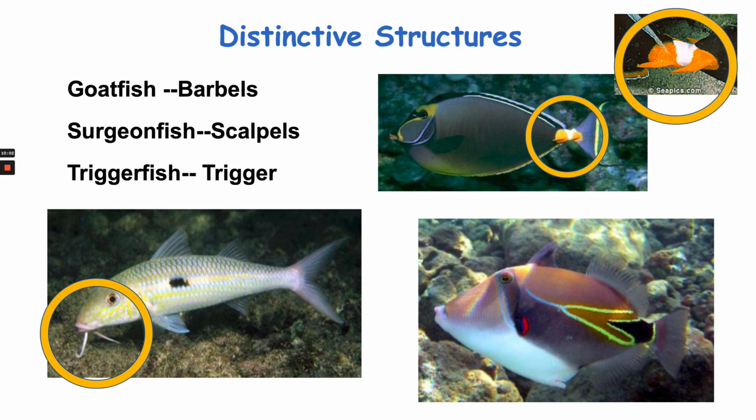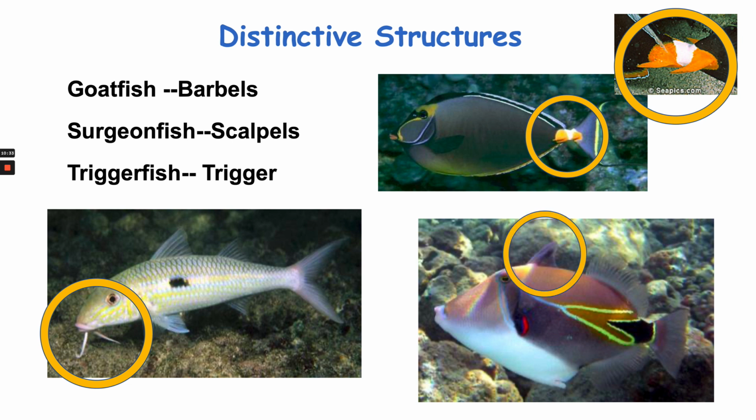Surgeonfish have scalpels. The regular surgeonfish have one scalpel on either side that's retractable, and this is a unicorn fish. It has two scalpels on each side, and they're not retractable. So if you're looking down on these fish when you're snorkeling, it kind of looks like they have an orange bow tie on either side of their caudal peduncle, which is the area that connects their body to their tail. And these are very sharp, razor sharp.